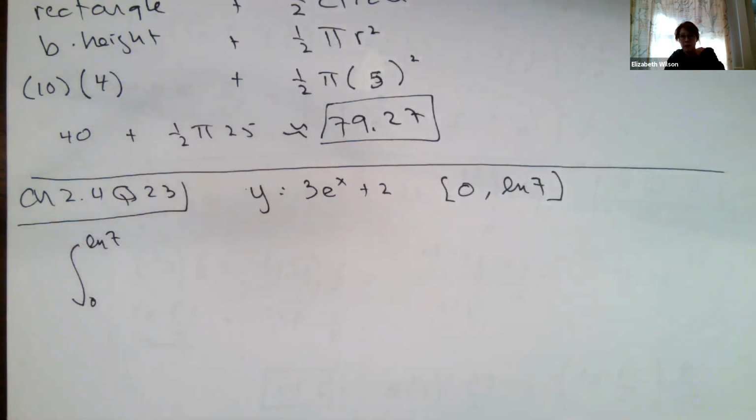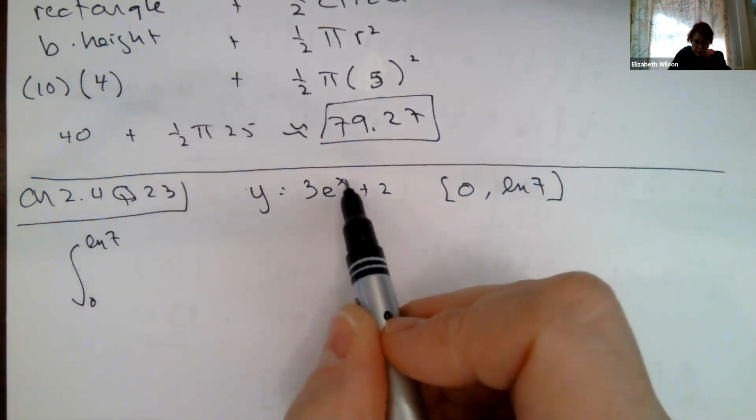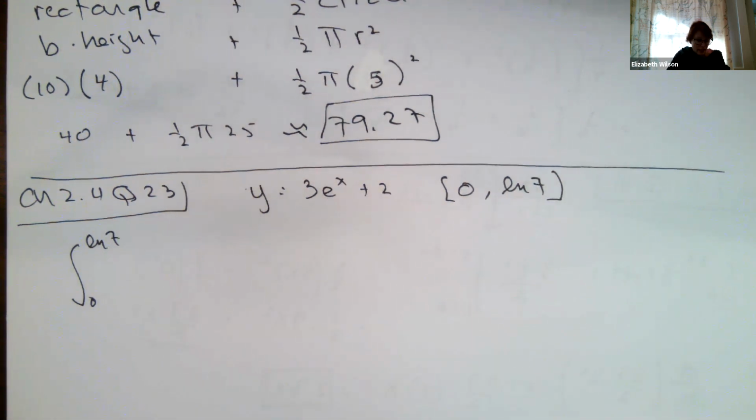ln of 7 is just a number, right? I can plug it into my calculator and get some decimal stream out there, but I'm just going to leave it as ln of 7 because we're going to plug it into e to the x, you can see e to the ln.